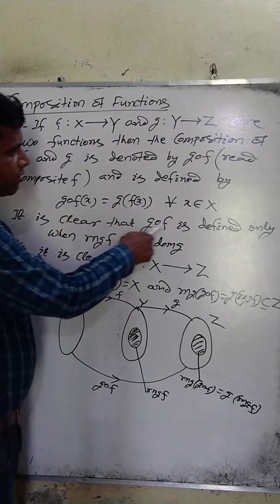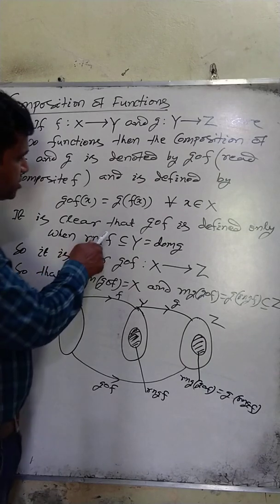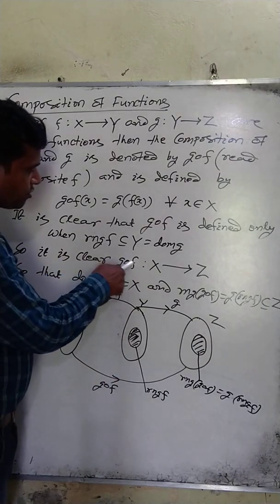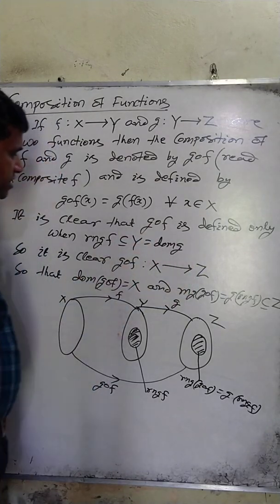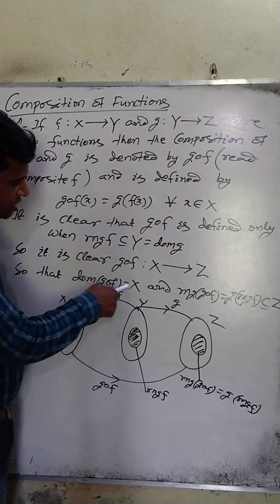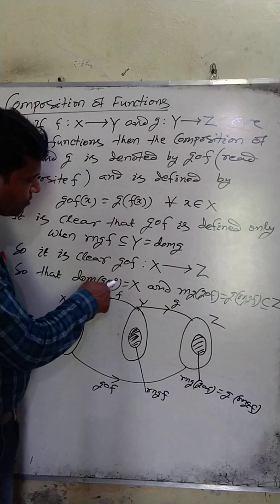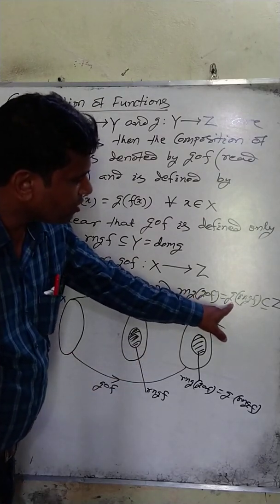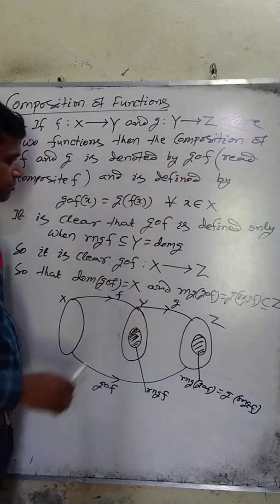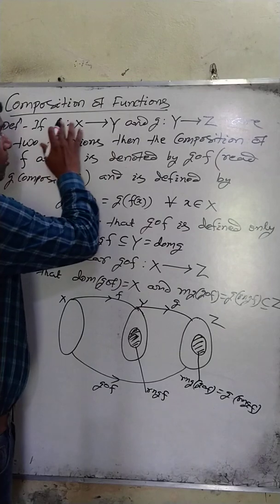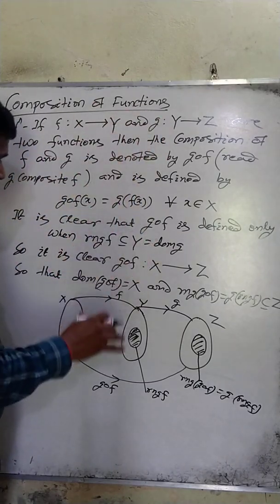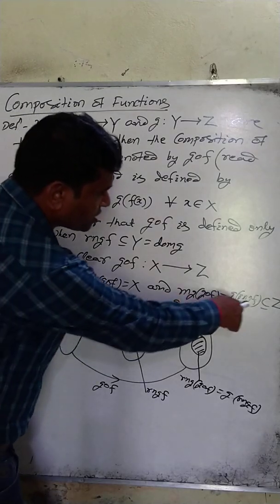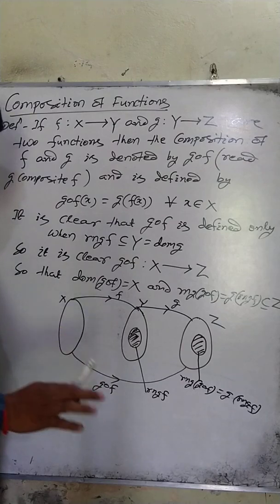It is clear that g composite f is defined only when range of f is a subset of Y, which equals the domain of g. So g composite f is a function from X to Z, so that the domain of g composite f is equal to the set X, and the range of g composite f is equal to g of range f, a subset of Z. So when f is composed with the function g, we get a new function g composite f, whose domain is the set X and range is a subset of Z.